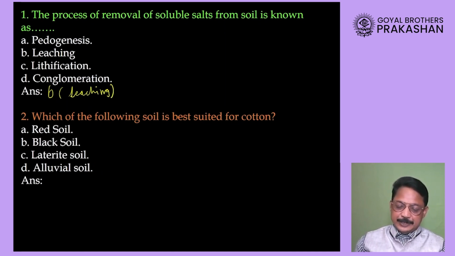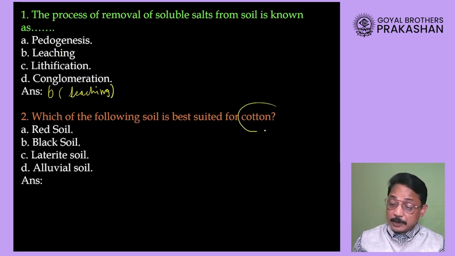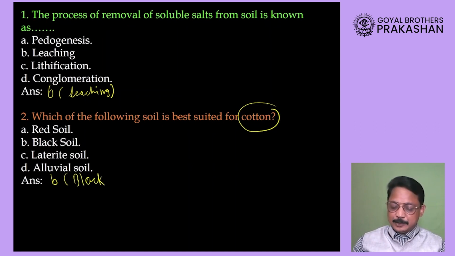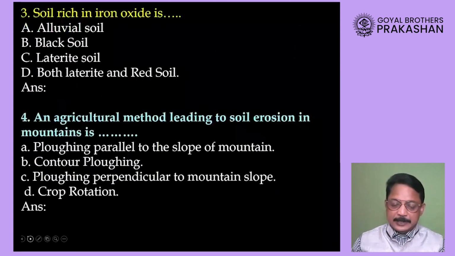It is leaching. Okay. Which of the following soils is best suited for cotton cultivation? Now red, black, laterite and alluvial soil. Here the answer is B, black soil. We have already studied that this black soil is also called black cotton soil because it is so suitable for cultivation of cotton. Okay. Now the next question.